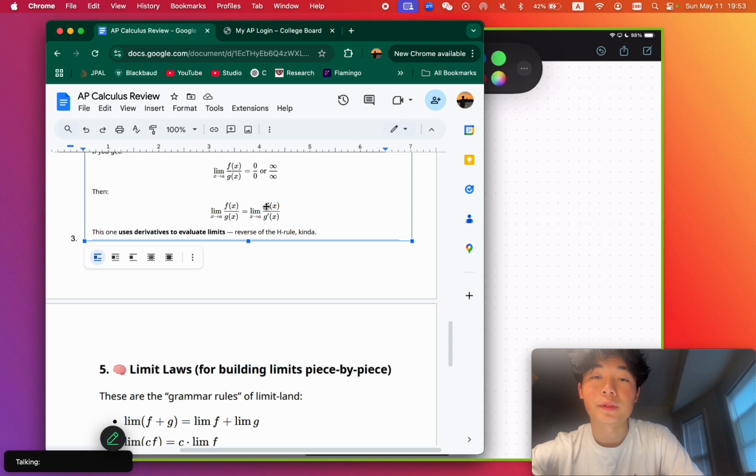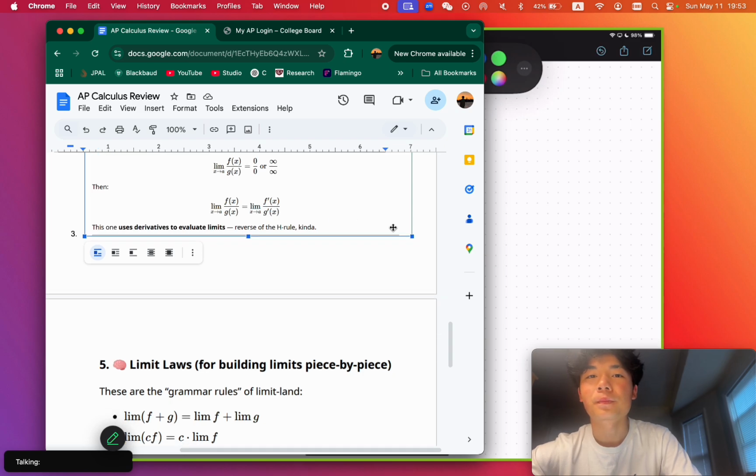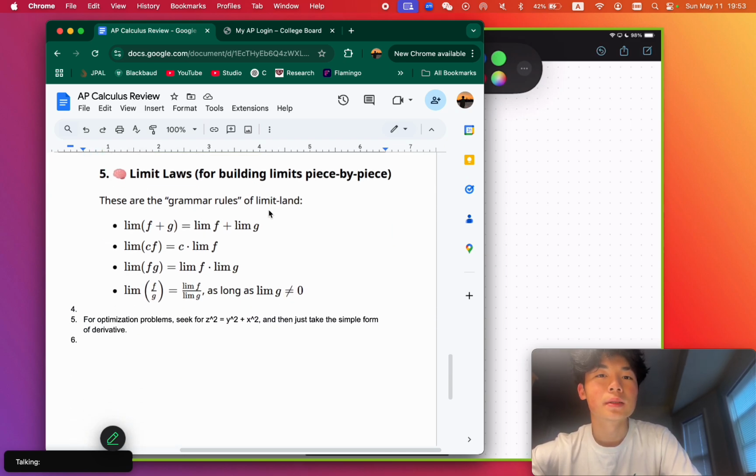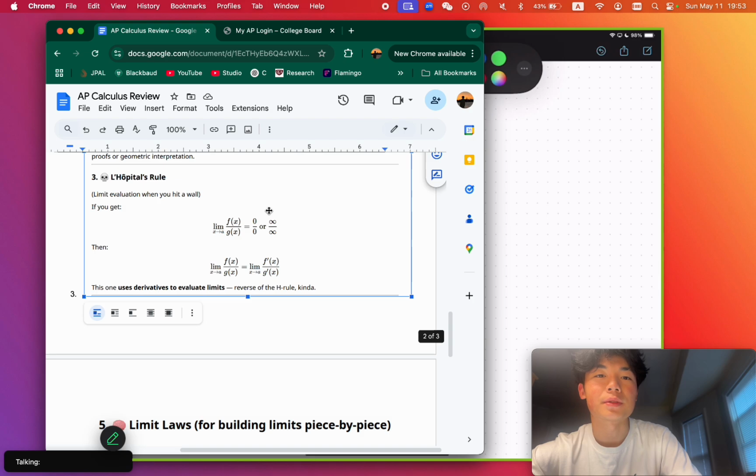So take the derivative of the top and bottom. This gives you the same as the limit of the original function, the derivative over the other derivative. Remember how to do this, and that will give you a reasonable answer.